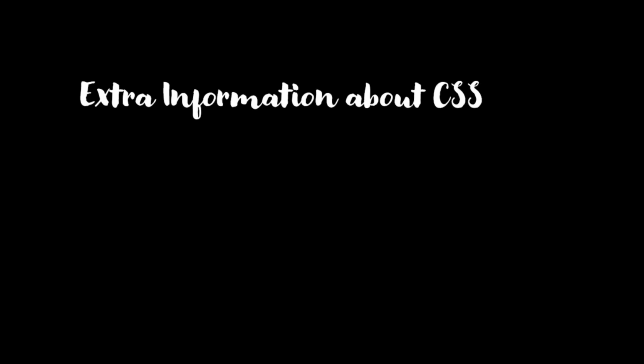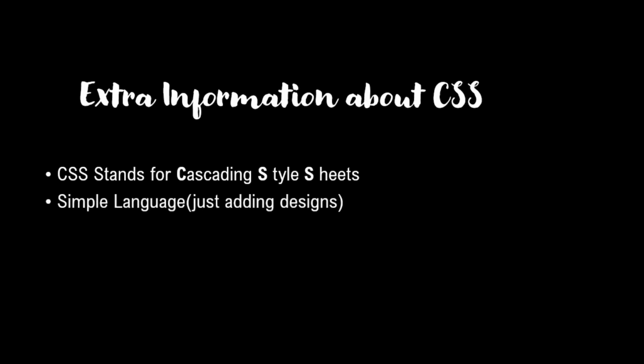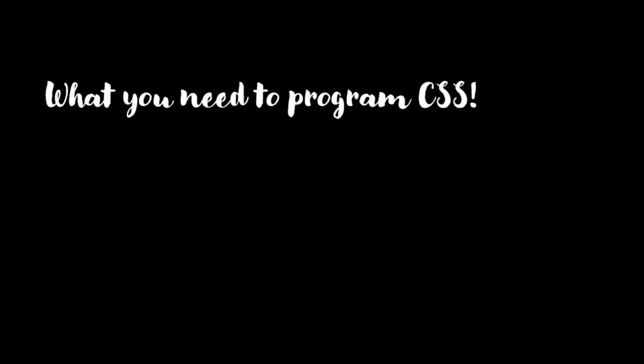So these are going to be extra information about CSS. CSS stands for Cascading Style Sheets, so that'll be something good you could know. CSS is also a simple language, so we're just going to be adding designs and colors, etc. And CSS is written in a different file. What you need to program CSS, all you need is Sublime Text, and that's it.